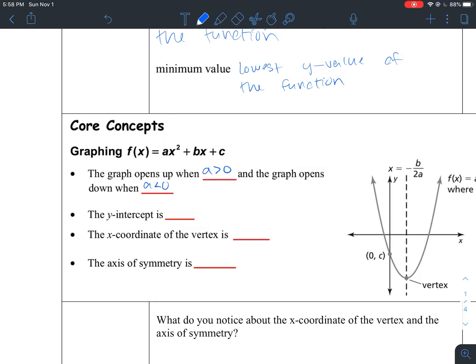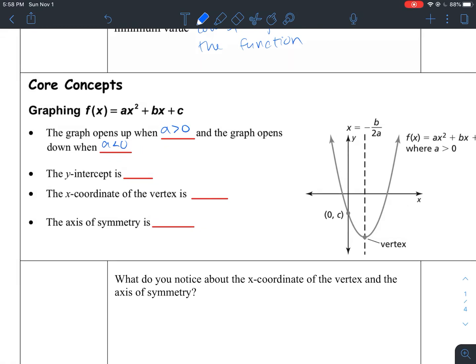Okay? The y-intercept is right here. So the y-intercept is 0, c. That means, again, the intercept would be a point of x, y. So the y value would be c right here, and the x value would be 0, because at the y-axis, the x value is 0.